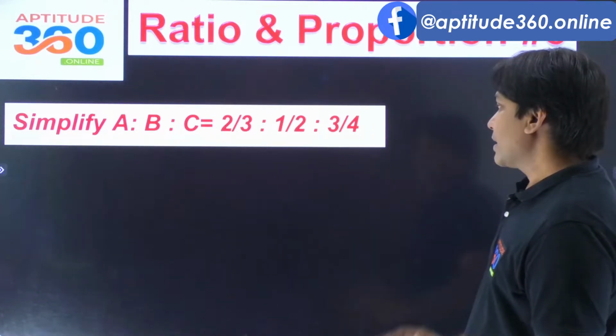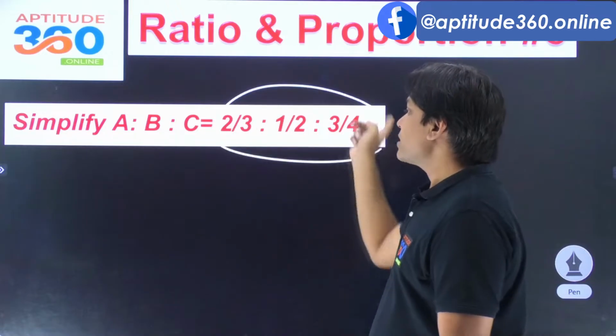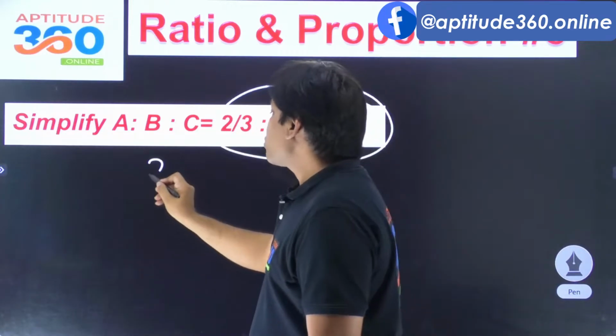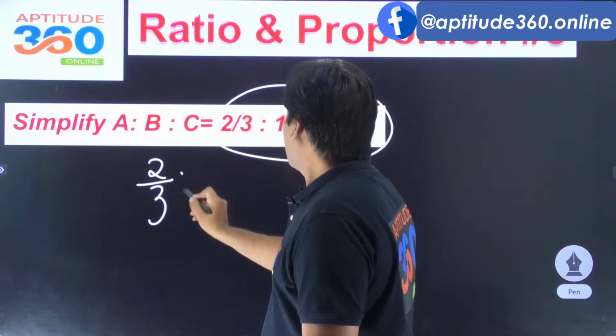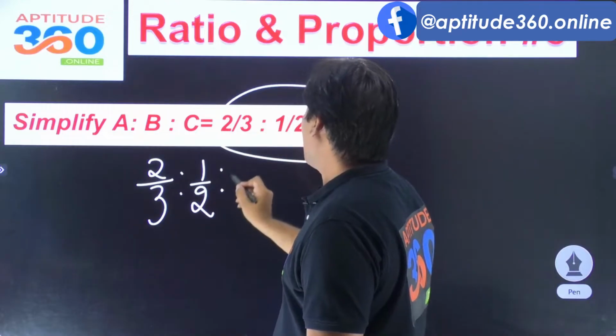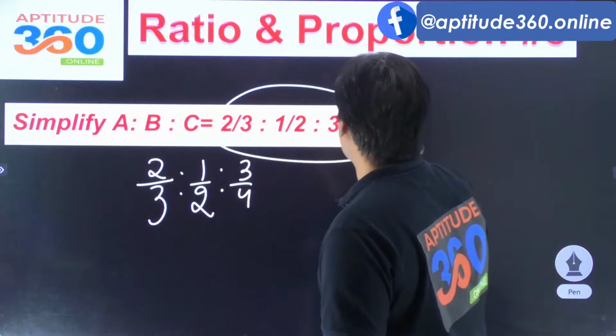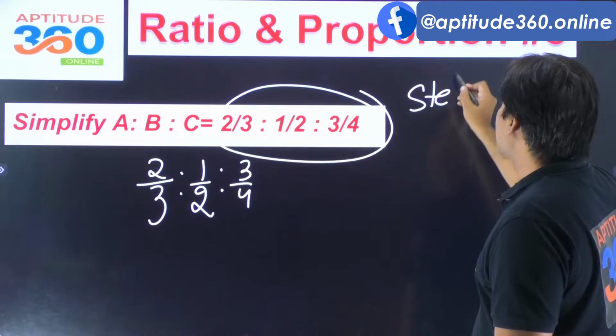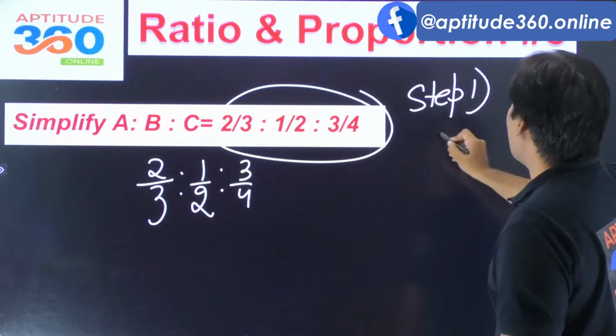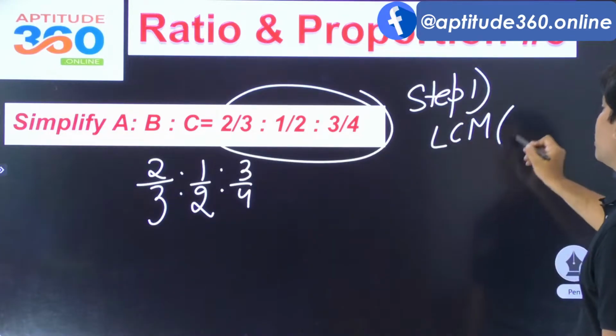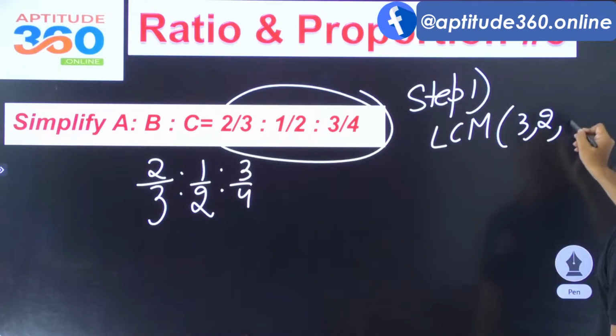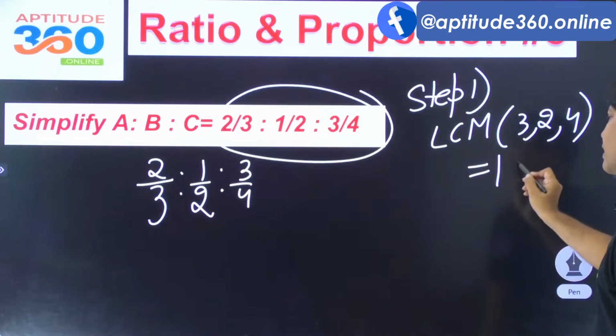So I hope you're understanding this thing. Now how do we simplify this? So this is given to you as 2 by 3 and 1 by 2 and 3 by 4. Now what is step number 1? What is step 1? You need to take the LCM of 3 and 4. Probably you don't even have to pick up your pen to understand this thing.